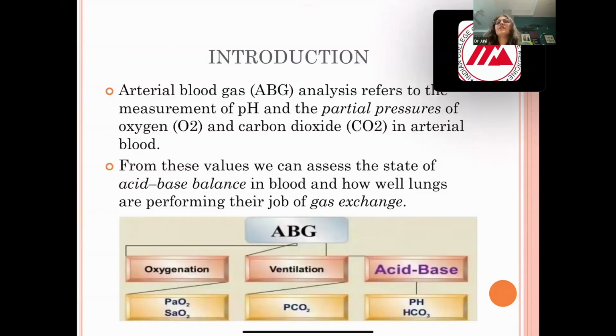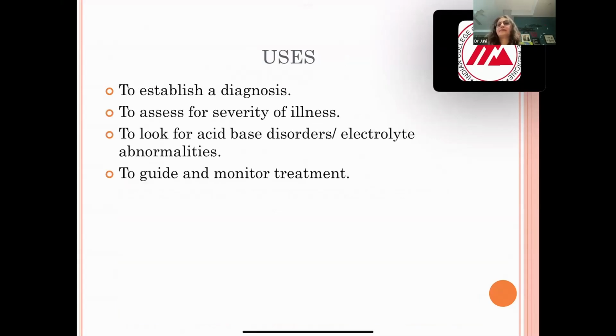Okay, so arterial blood gas analysis refers to the measurement of the pH and the partial pressures of oxygen and carbon dioxide in the arterial blood. From these values we can assess two major things. One is the acid-base status in the blood, and second, how the lungs are performing their gas exchange. So you can see ABG will tell us about oxygenation, the ventilation, and the acid-base status.